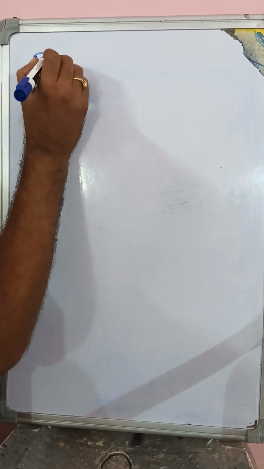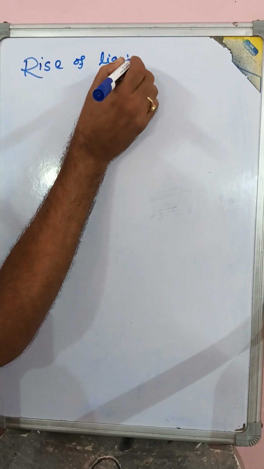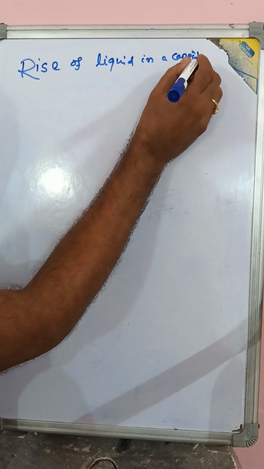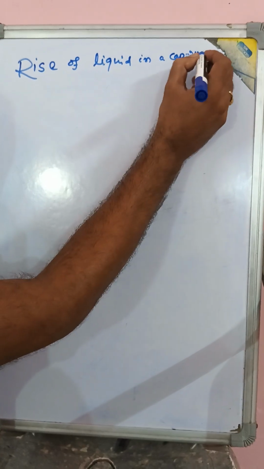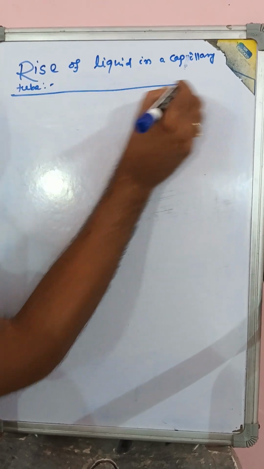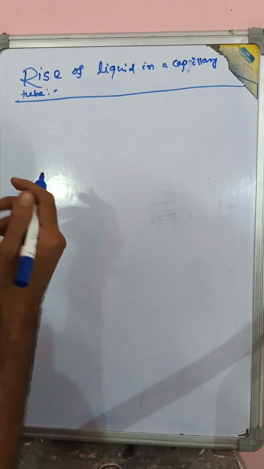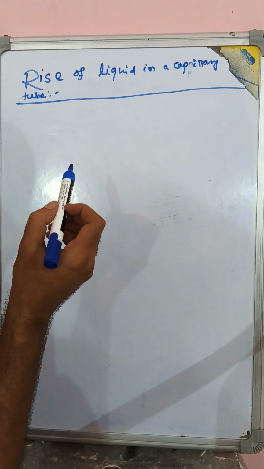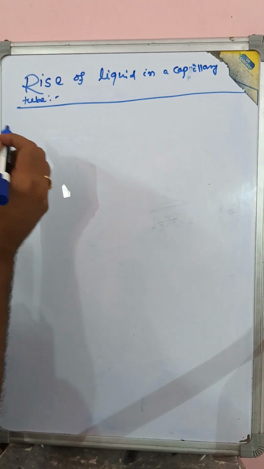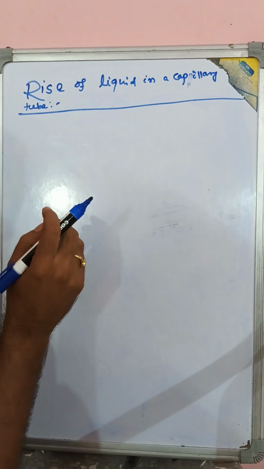Rise of liquid in a capillary tube. Angle of contact, theta: the angle between the liquid surface at the point of contact and the solid surface inside the liquid.